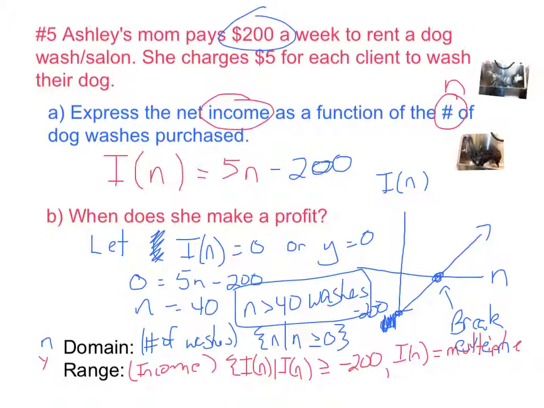I of n must be equal to multiples of what number? Remember, how much does she charge for a wash? She charges $5. So could she make negative $199? No, even if she gets one wash, she's up to negative $195. So I of n must be multiples of $5. Yes, you do have to make that specification. That won't happen very often. That's kind of an oddball problem, but it is important for you to distinguish that particular detail of the range in this case.